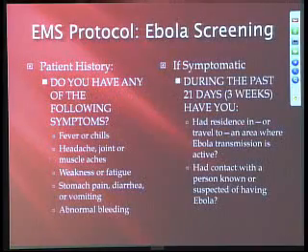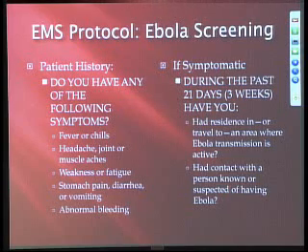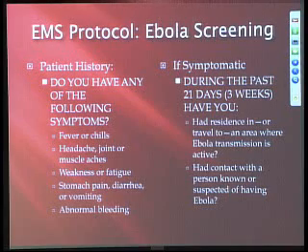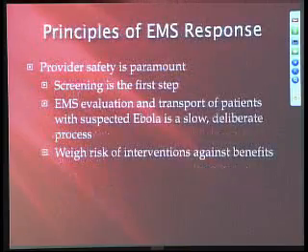So the first step is screening. So we're going to ask, do you have any of the following symptoms? Fever, chills, headache, joint and muscle aches, weakness or fatigue, stomach pain, vomit or diarrhea, and abnormal bleeding. Clearly, many people will answer yes to some of those questions. And then during the past 3 weeks, have you been in an area where Ebola transmission is active and had contact with a person known or suspected of having Ebola?